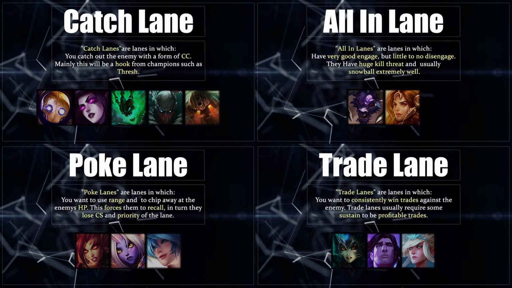For example, if you're an ADC and you lock in Varus and your support locks in Zyra, your lane win condition is going to be poke. However, if your support locks in Thresh, your win condition becomes catch. Another thing on top of this is your support can lean into other categories. For example, Nami has a catch with her bubble. However, this system of looking at things can help you identify win conditions. Also, beware of your enemy's win conditions and try to deny them.